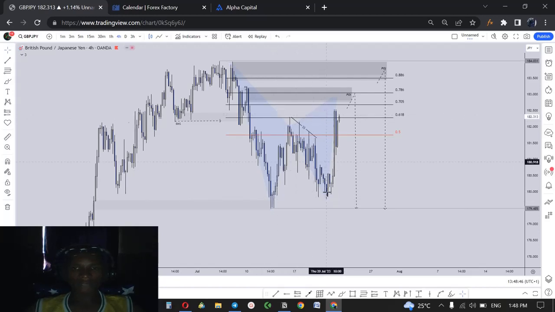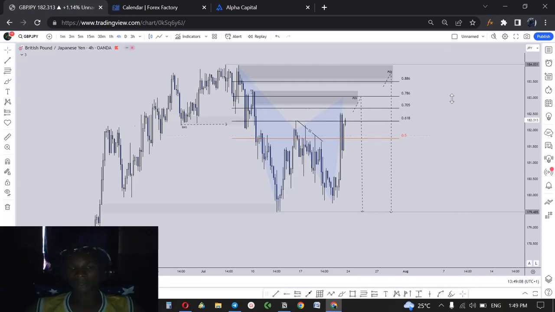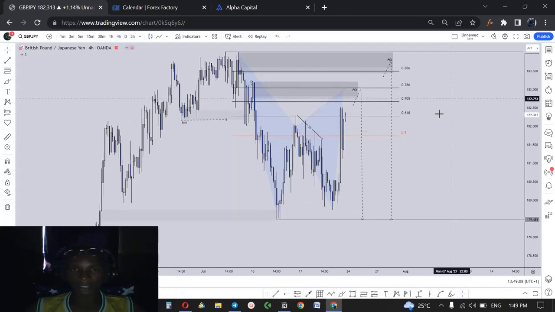Okay, so after the mitigation of that 61.8 fib level, we can see we created the C leg, which is the reason why I took that long, right? Because I knew that since we have reacted up from this 61.8, we should create this C leg, and probably I can capitalize on it. So immediately I saw all my confluences meeting up on this 61.8 C leg that has been formed.